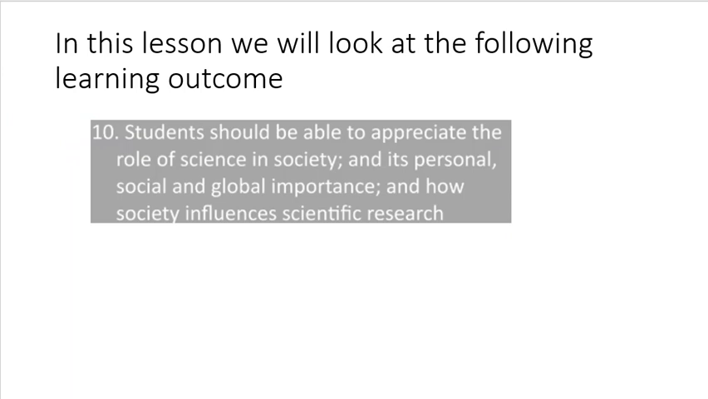So in this lesson, we will look at the following learning outcome. Students should be able to appreciate the role of science in society and its personal, social, and global importance. So how it's important to you as a person, how it's important to society, and then how it's important to the globe as well, and how society influences scientific research. So these are interdependent.